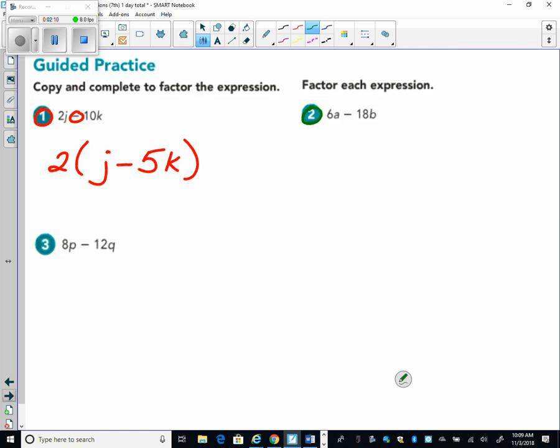Example 2, we have the expression 6a minus 18b. Now I'm going to purposely do this one wrong to begin with. So if you look at our coefficients, 6 and 18, a common factor of 6 and 18 is 2. So 2 would go on the outside. 2 goes into 6a, 3a times, drop down my sign. 2 goes into 18b, 9b.